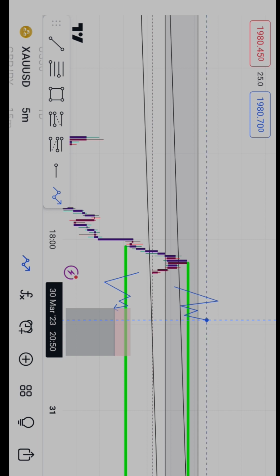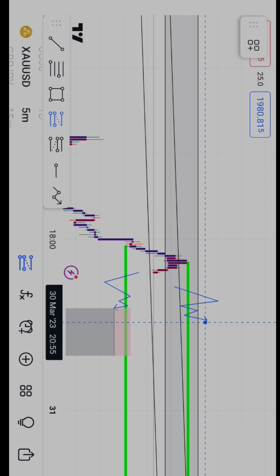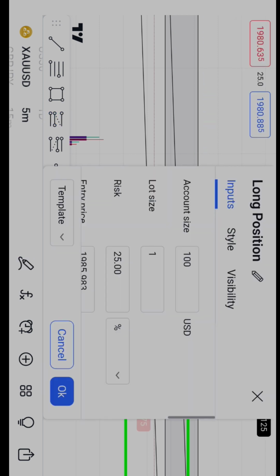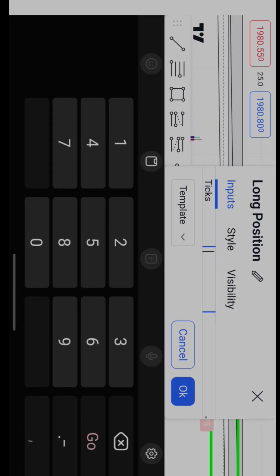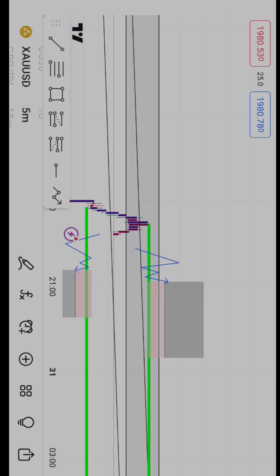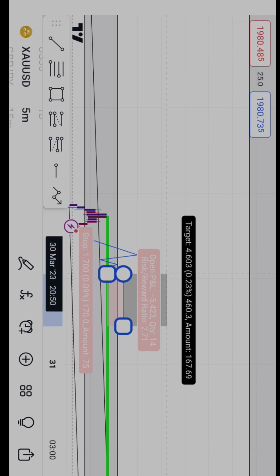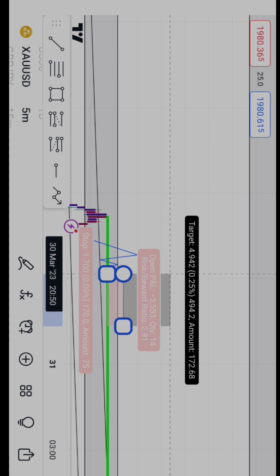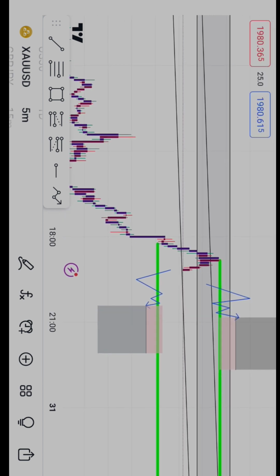Guys, bear in mind, if price doesn't do this, I will not enter. I swear to God, I will not enter if price does not do this. I'm a person who strictly follows their rules. Stop level, always at 1700. And then my risk to reward is always 1 to 3. Always go for 1 to 3 risk to reward.